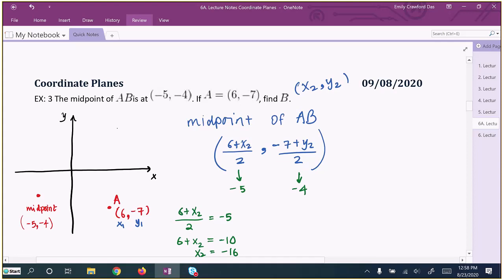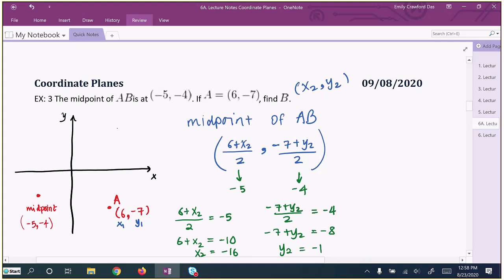So far I know the x coordinate of B. I'm going to do a similar process here to find y2. I'm going to say minus 7 plus y2 over 2 is equal to minus 4. I want to multiply both sides by 2, so I get minus 7 plus y2 is minus 8. Then add 7 to both sides, so I get y2 is minus 1.